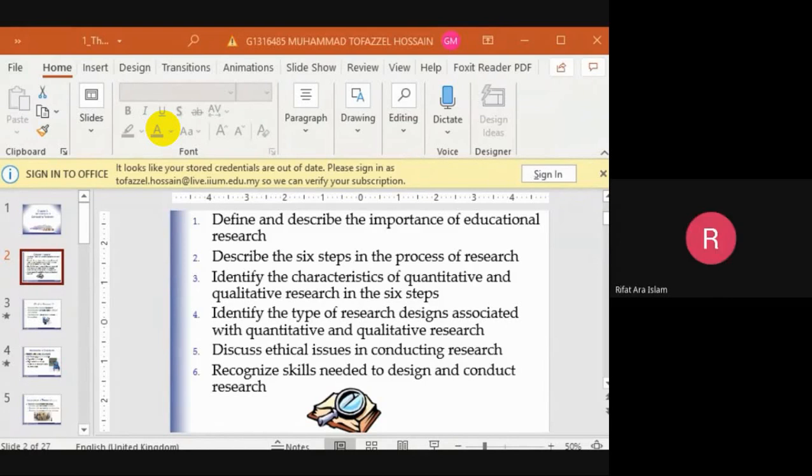Then you should also have the plan of what you would do during the journey. Sir, please help me, how do I do the ending? Okay, then you have to know what you have to do before the journey, what you have to do during the journey, then what you have to do after the journey.